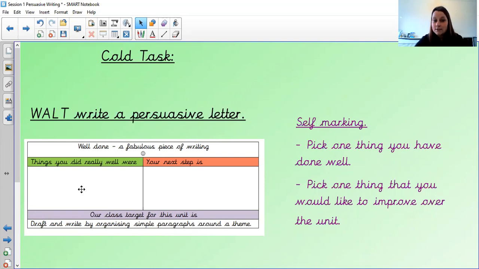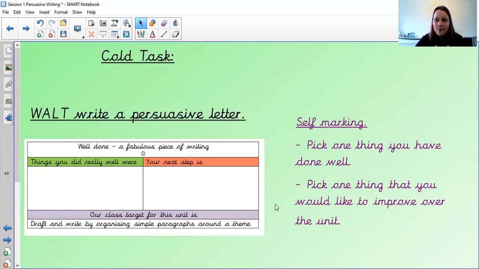And it might be if you've got somebody at home who isn't busy, if they're able to read your letter with you, then they could help you pick out something that you are proud of, that you've done really well. And then I want you to pick out something that you would like to improve over the unit. So something that you want to get better at. And it might be that when you read your letter, you don't think that you have used enough connectives. Maybe you feel like you've missed out paragraphs. Maybe you want to learn how to make it more persuasive. And we're going to learn lots about persuasive features over the next few weeks.